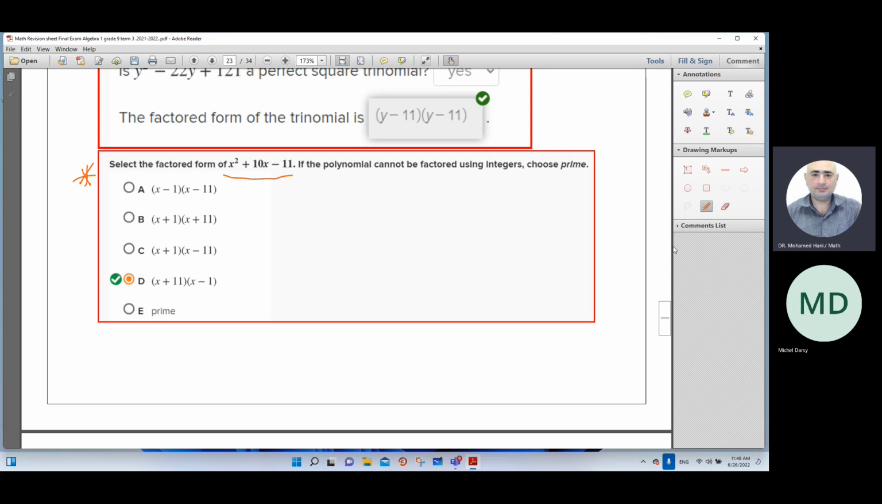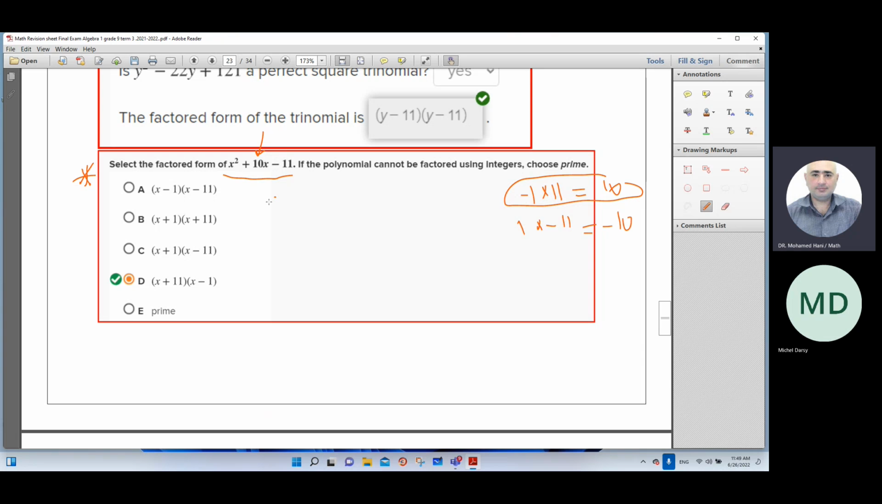So we can write the possibilities of the two numbers whose product will be minus 11. We can write minus 1 times 11 or 1 times minus 11. We have two possibilities here. Which one has a sum equal to 10? As you see here, the sum here is 10 and the sum here is negative 10. So we want the sum 10, which means the numbers will be negative 1 and 11.